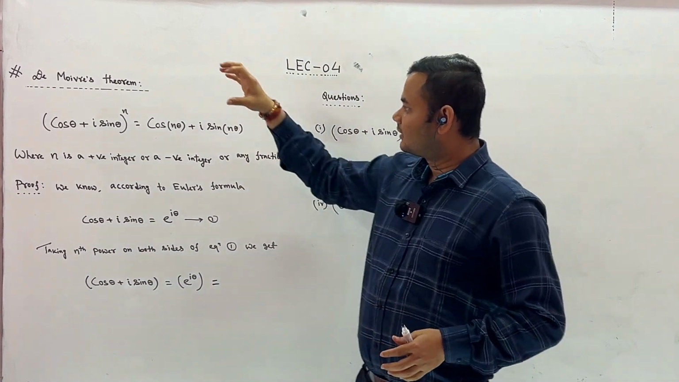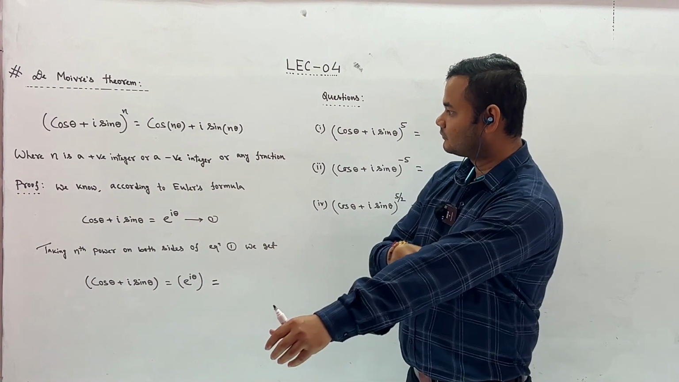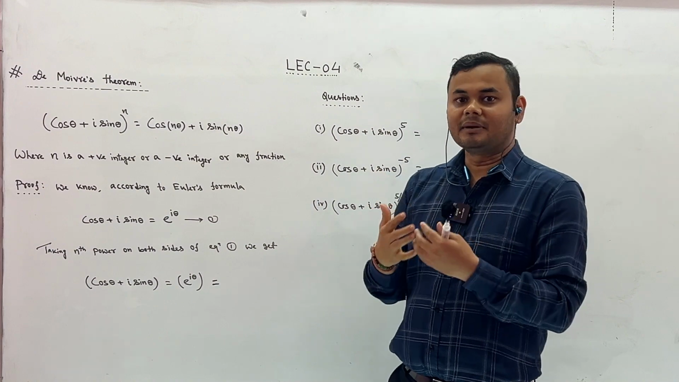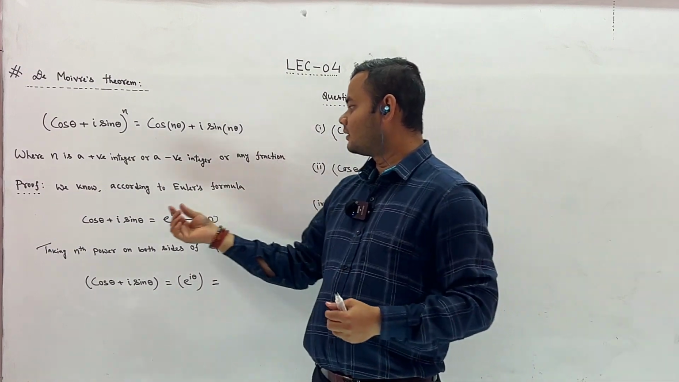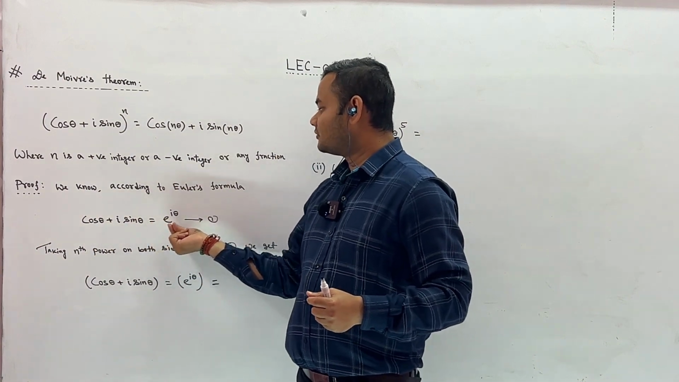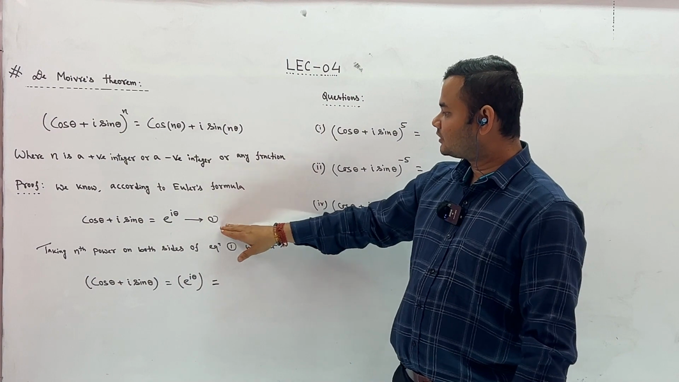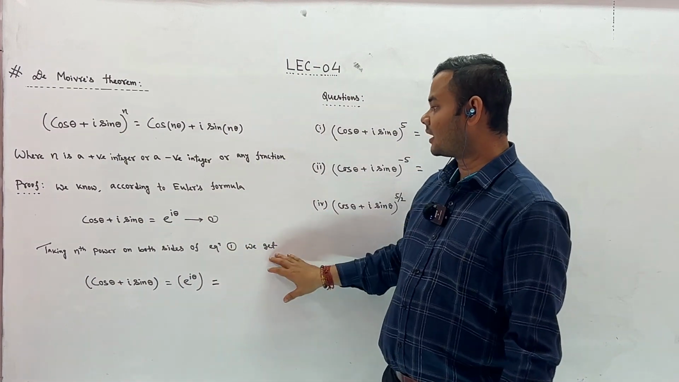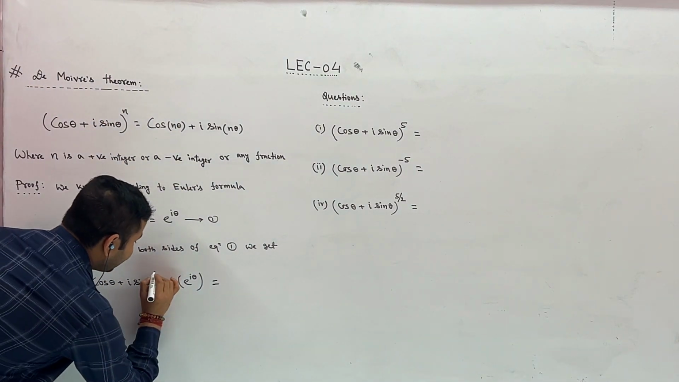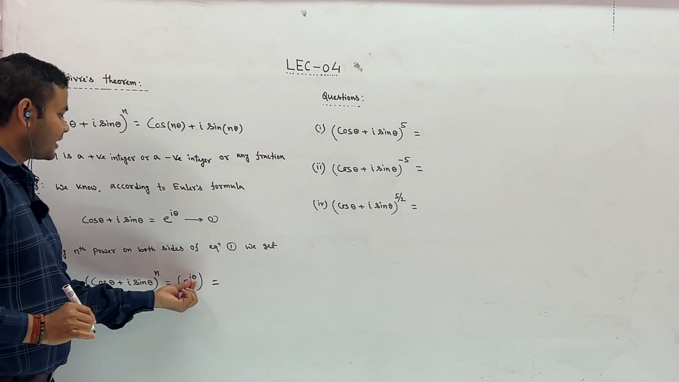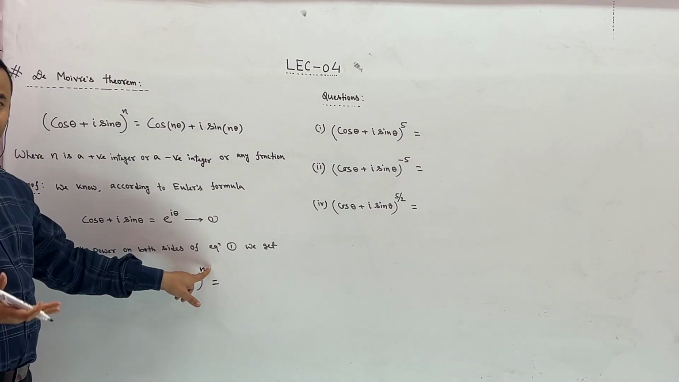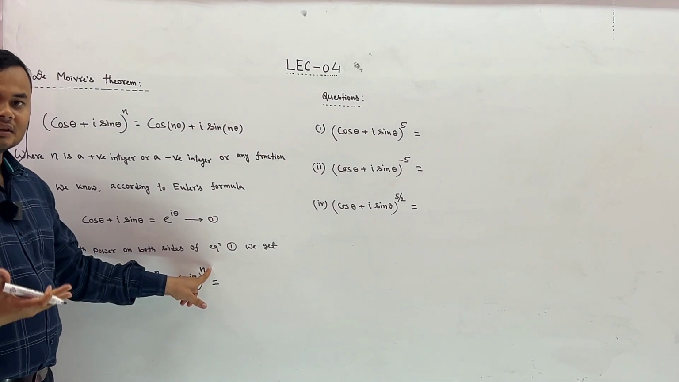Now let us derive this theorem. Students, we can derive this theorem with the help of Euler's formula. In my last video, I told you that Euler's formula is cos theta plus iota sin theta equals e to the power iota theta. If we take the nth power on both sides of equation 1, we get (cos theta plus iota sin theta) to the power n equals (e to the power iota theta) to the power n. Here, n can be a positive integer or negative integer or any fraction.